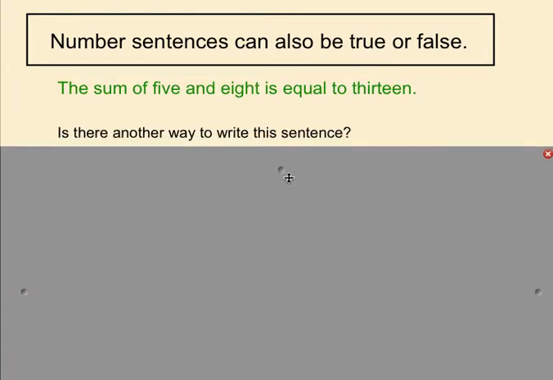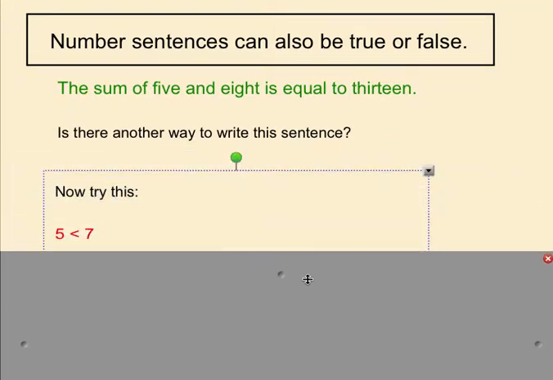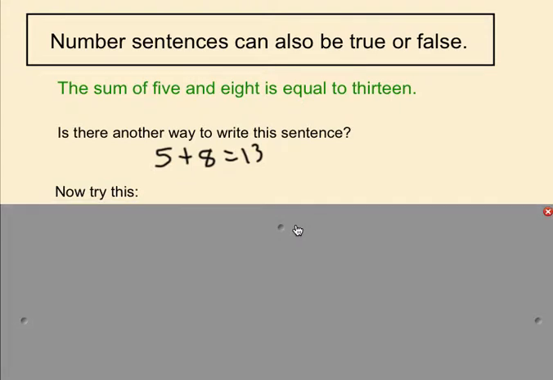We know that that's true, but is there another way to write that sentence before we go any further? Well, we could say the sum of 5 plus 8, or 5 plus 8, as we write it in math, is equal to 13. If we did the math on this side, we know that 5 plus 8 is 13, and that's equal to 13. That would definitely be true.